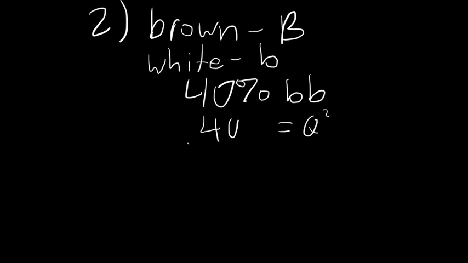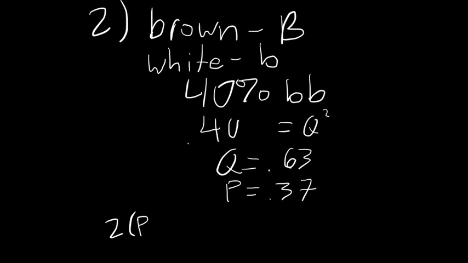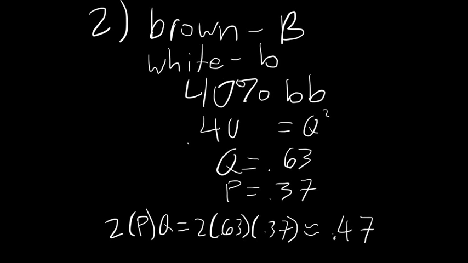Then for part A, we're trying to find the percentage that are heterozygous. That means we need to find both the q and the p values. This is just a square root kind of thing. q is going to equal, rounding it, 0.63. And since we know p plus q equals 1, p is going to equal 0.37. Then to find the heterozygous frequency, we do 2 times p times q, which equals 2 times 0.63 times 0.37, and that's about 0.47. So that is your heterozygous frequency.